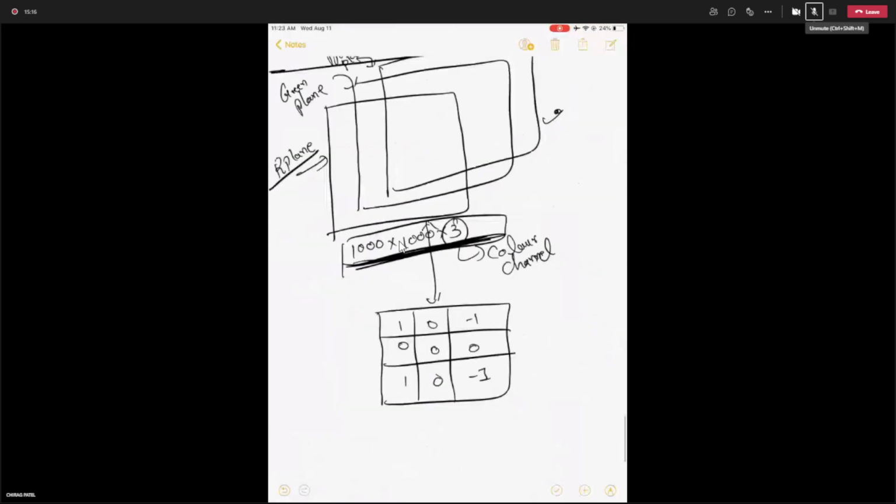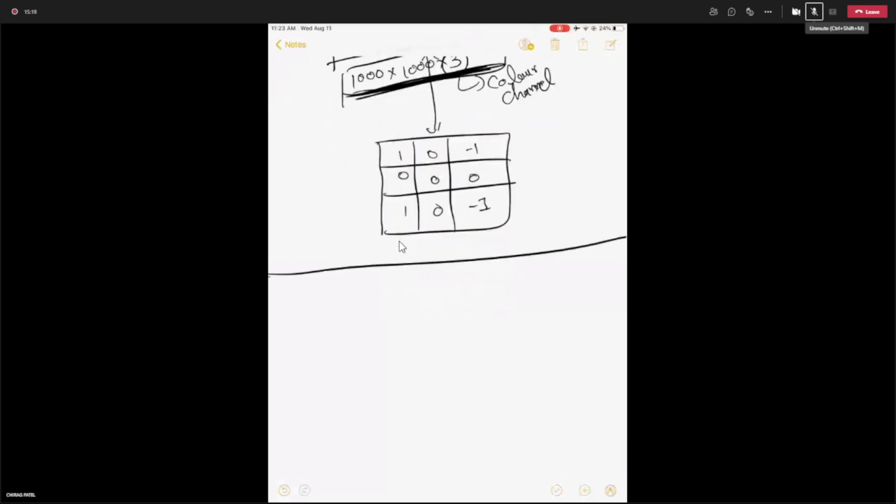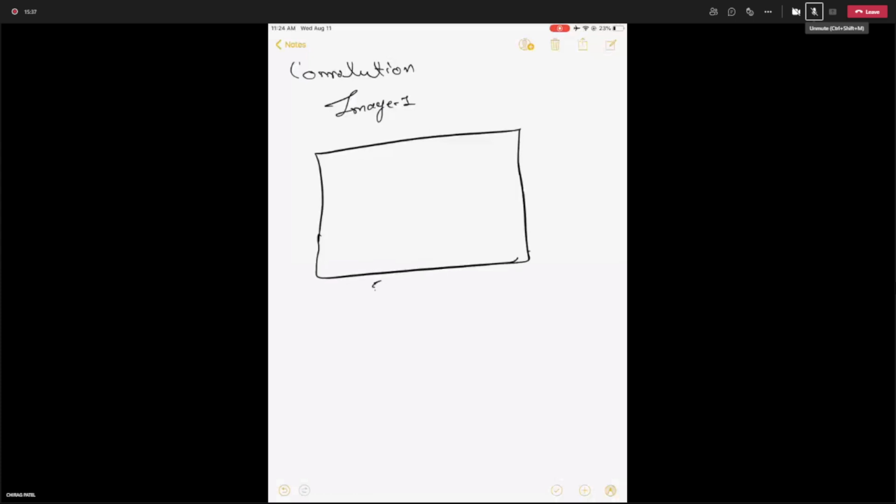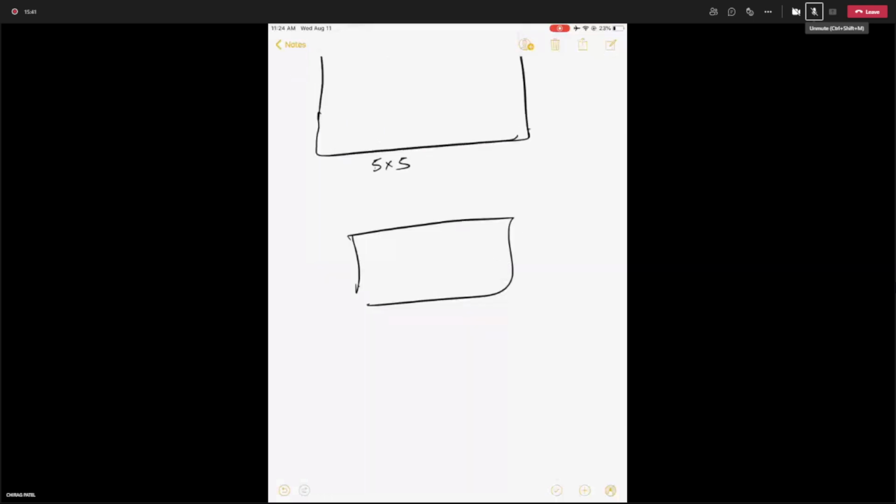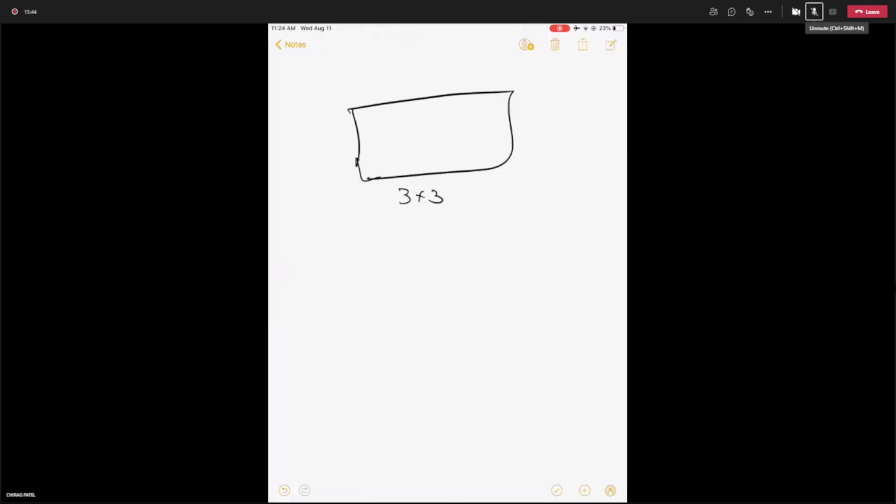We had done this, but if I'm doing the convolution of two different images, let us take new notes because this is an older one. If I want the convolution of my image 1, which is 5 cross 5, with this 3 cross 3, what will be the size of my resultant matrix, after the convolution process? Is it the same as 5 cross 5, the same as 3 cross 3, or something different?